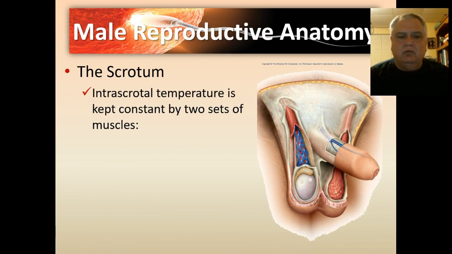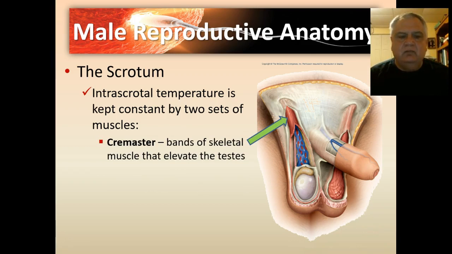Now the inner scrotal temperature is kept constant by two sets of muscles that we're going to see here in our diagram. These two sets of muscles are the cremaster muscle first. The cremaster muscle is made up of bands of skeletal muscle tissue, and when it contracts, it's going to elevate the testis. Here we can see the testicle and the cremaster muscle, which is inside the spermatic cord, and we can see the organization of the muscles longitudinally this way. So when the muscles contract, they're going to pull the testicle up toward the body wall.